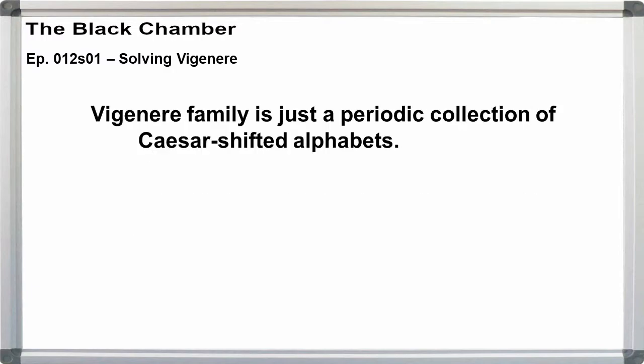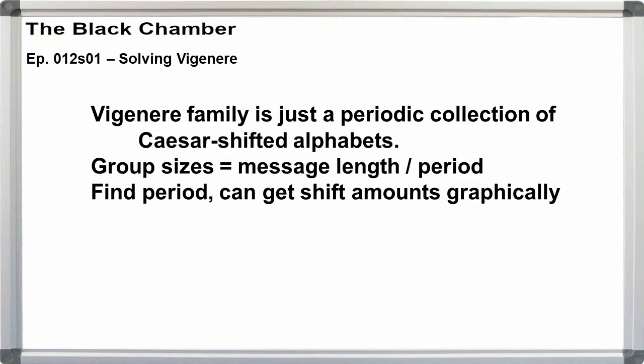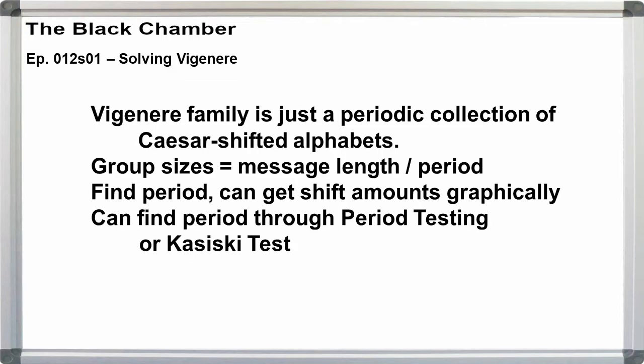I hope that at this point it's pretty clear that the Vigenere family of ciphers is just groups of Caesar shifts. The letters in each group are determined by the length of the keyword, or the period of the cipher. Therefore, if we can determine the period, we can solve each group as a Caesar shift graphically to recover each key letter. There are two ways to do this, as mentioned earlier.